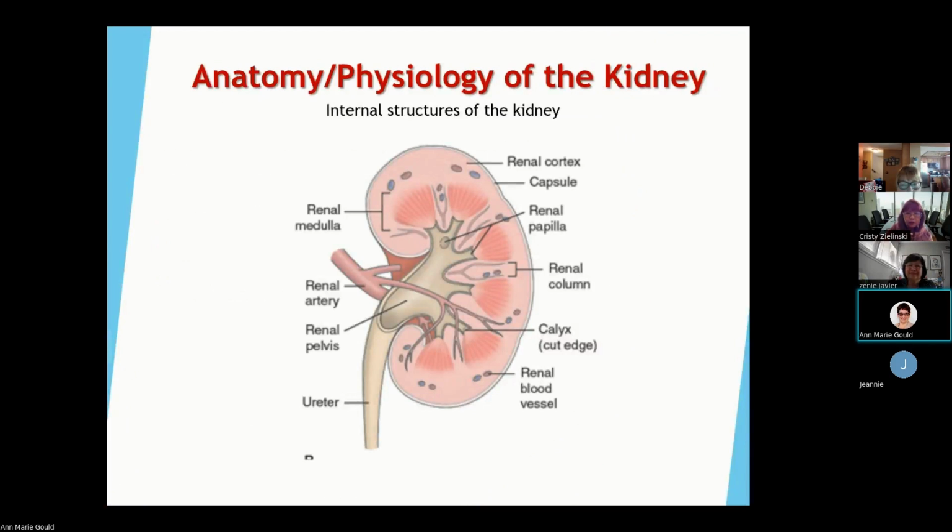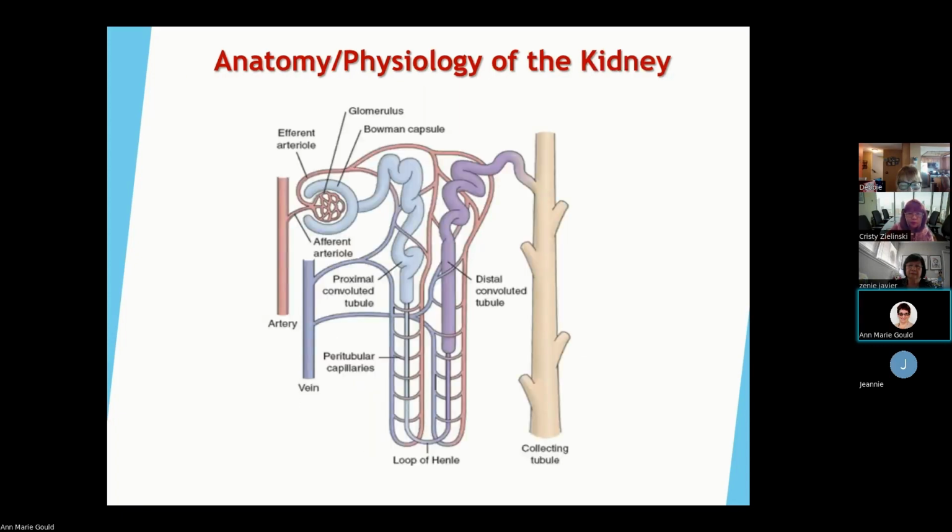So here's your cortex, and you can see that this is the outer, and where the renal artery, pelvis, the blood vessels are, all right? It gives you a nice little snapshot of the internal. And then this is the medulla, the internal, right? When I was looking all this up again, I was like, oh, Bowman capsule, I remember that. I remember loop of Henle. So it just gives you how the blood flow is between the artery and the veins and the tubules.